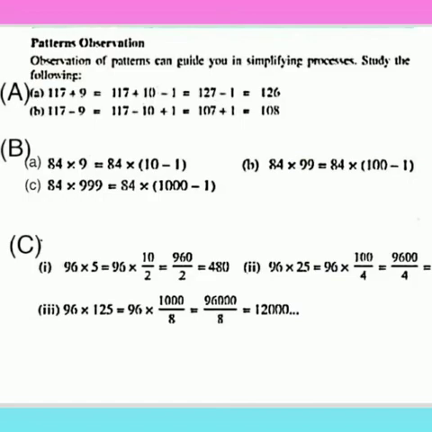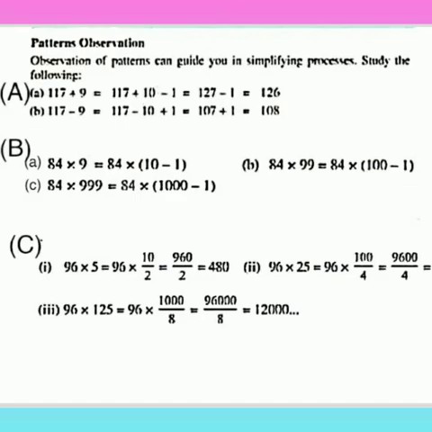In the same way, subtraction, 117 minus 9. How will you do? First subtract 10. So we are subtracting one more number, so you have to nullify it. So add it. Since we subtracted one more, we have to nullify it by adding 1. Okay. So you will get the answer 108. Now 2 more examples are given. You can go through. Now then comes multiplication.